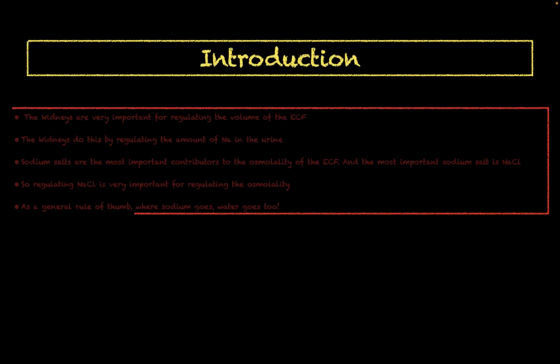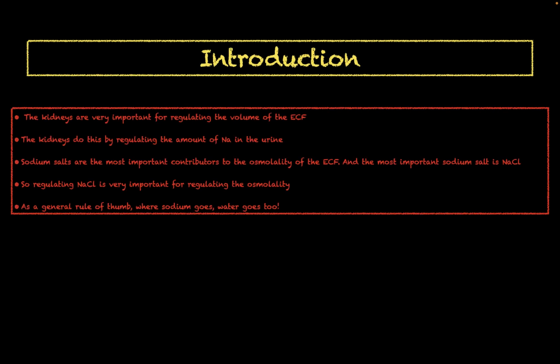So the kidney is incredibly important in regulating the volume of our extracellular fluid. And the kidneys are going to regulate the volume of our extracellular fluid by regulating the amount of sodium that goes into the urine. Now, sodium salts are the most important contributors to the osmolality of the extracellular fluid, and the most important sodium salt is sodium chloride. So by regulating sodium chloride, we regulate the osmolality of our extracellular fluid.